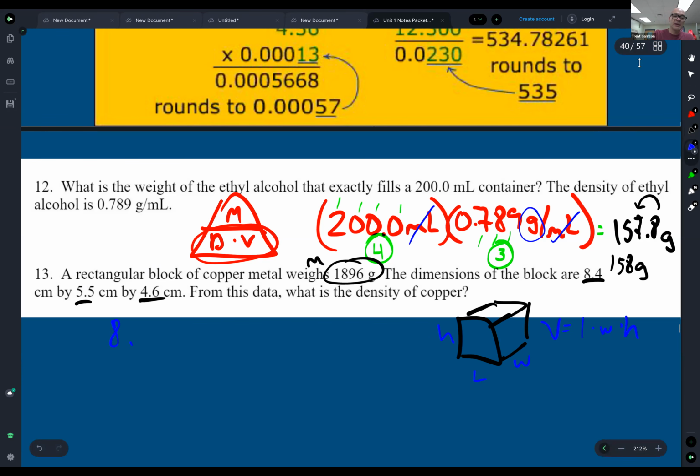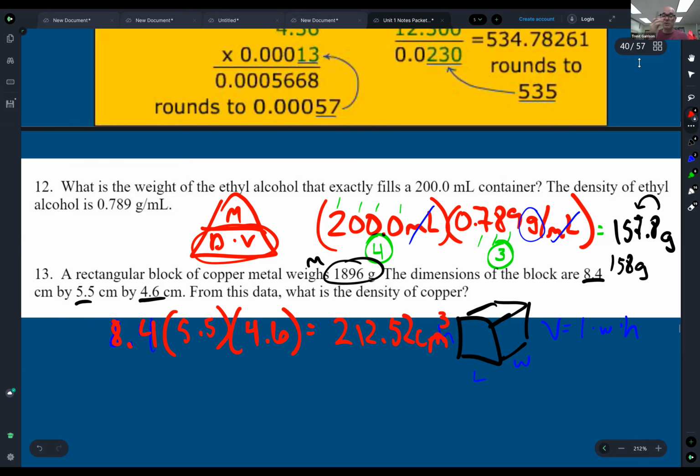So I will take 8.4 times 5.5 times 4.6. All of those have 2 significant figures, but I don't apply significant figures until the very last step. So even though I'm only allowed to use two significant figures, I'm not done with my calculations, so I do not change them.